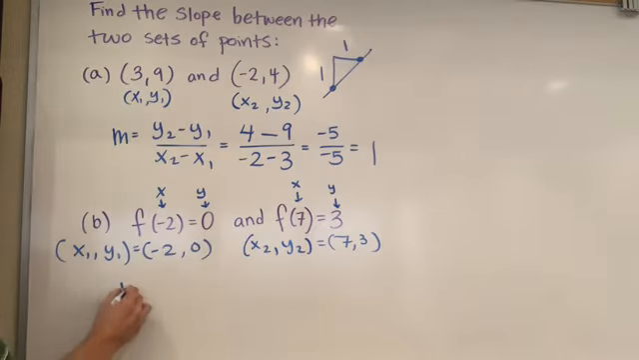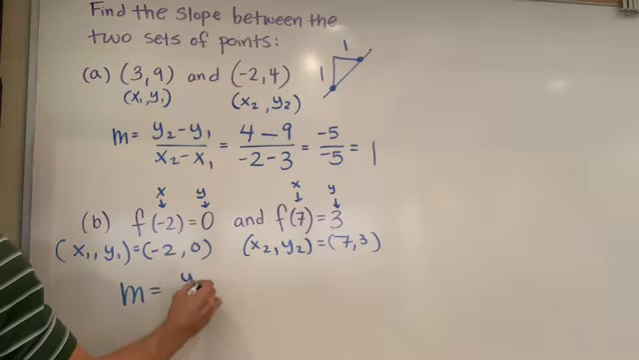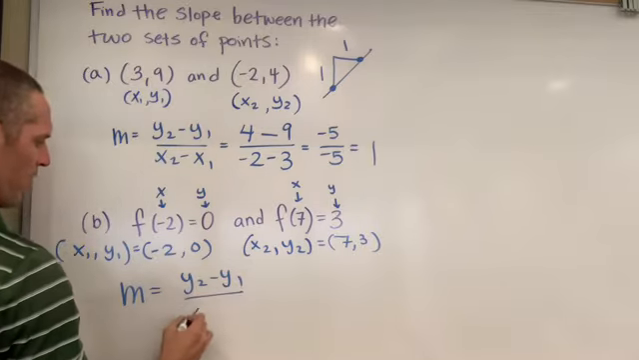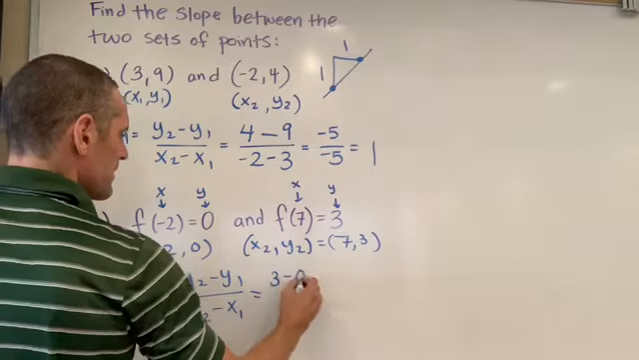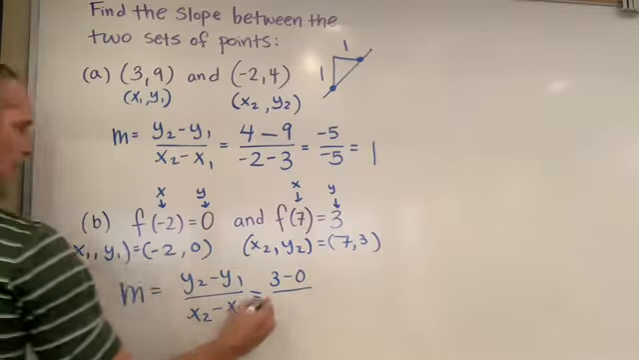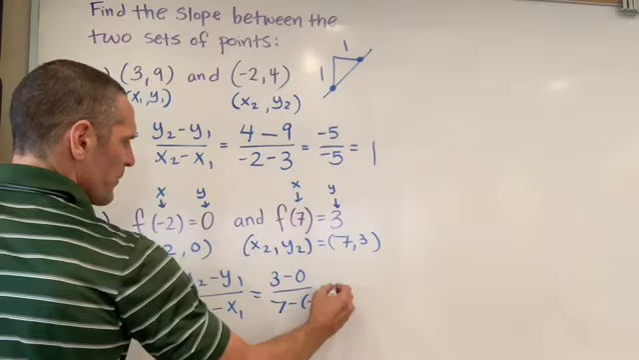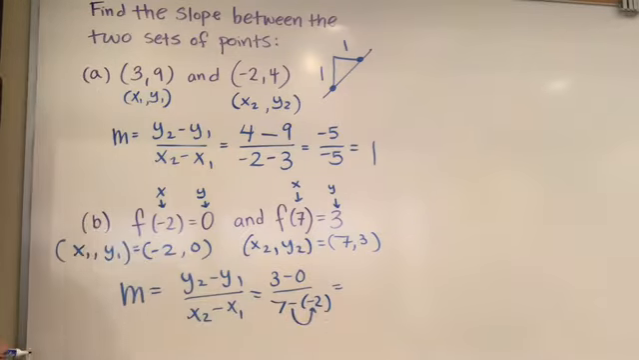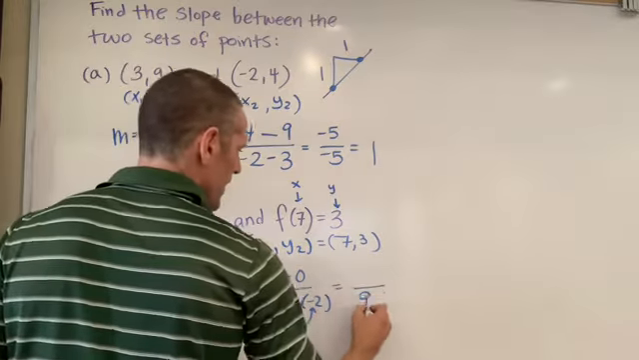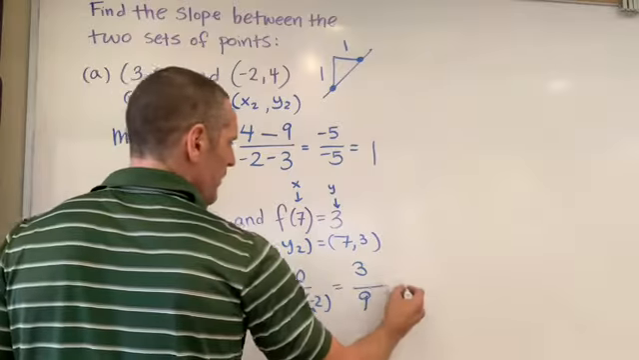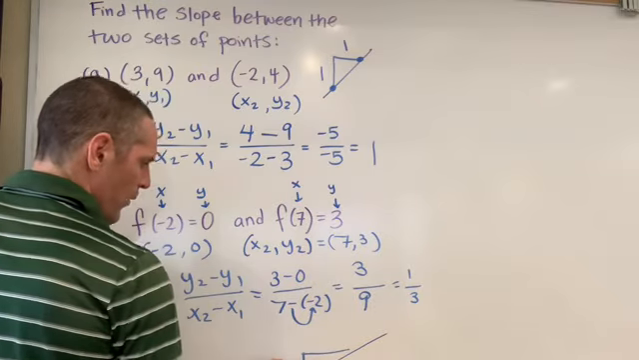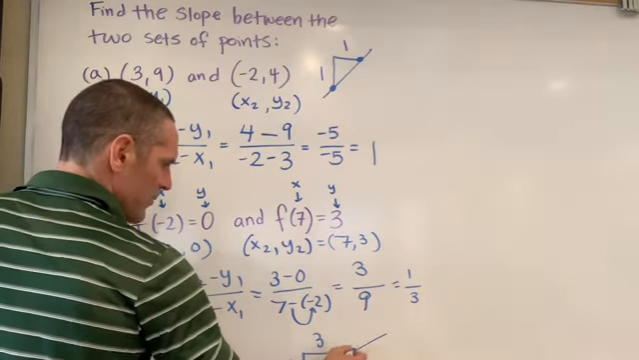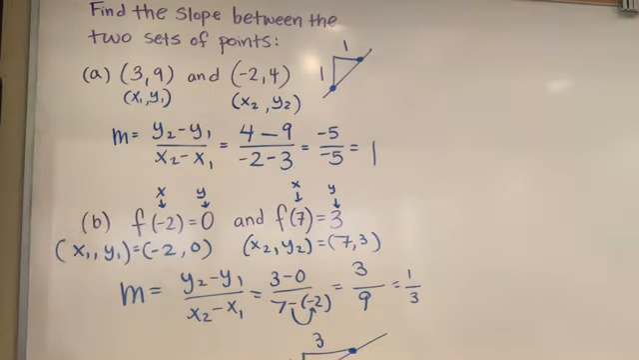So if I'm going to do the slope is y2 minus y1 over x2 minus x1, I'll have 3 minus 0 over 7 minus negative 2. Well, we know the opposite of negative 2 is plus 2, so our denominator goes to 9, numerator is 3, which simplifies to 1/3. Now, what does this mean? Up 1 over 3. There's our slope. To get to the next point, we're going to do a rise of 1 and a run of 3.